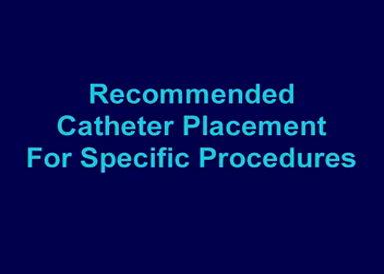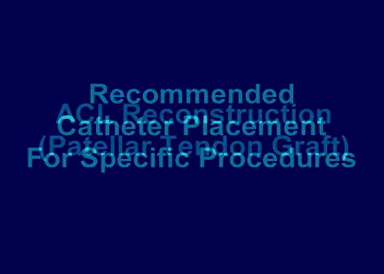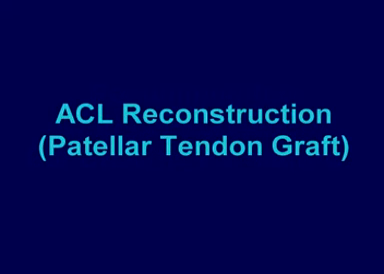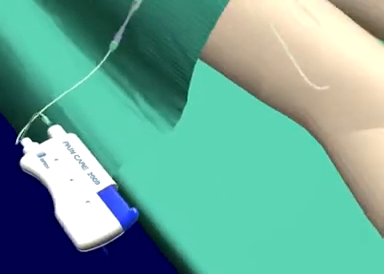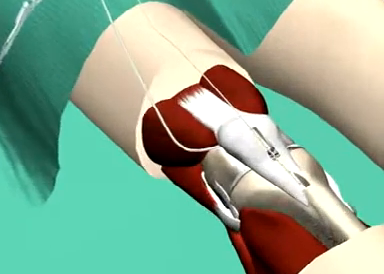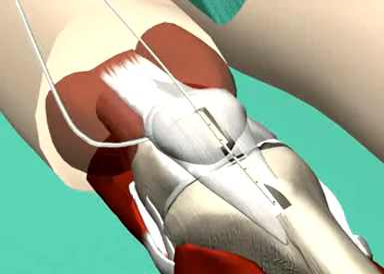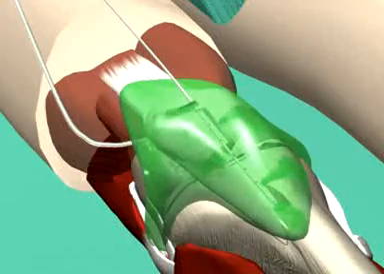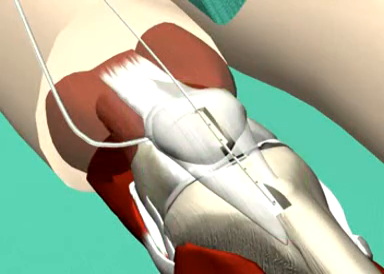Some procedures require infusion of 2 sites for adequate pain relief. For ACL reconstructions, using the patellar tendon as a graft, the Y adapter makes dual infusion possible. One catheter is placed into the joint and the other is placed at the graft site. Depression of the button blasts medicine into both areas at the same time.